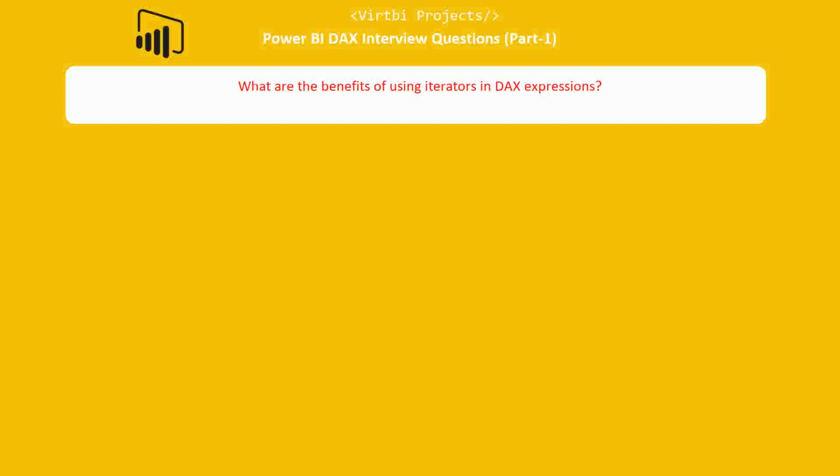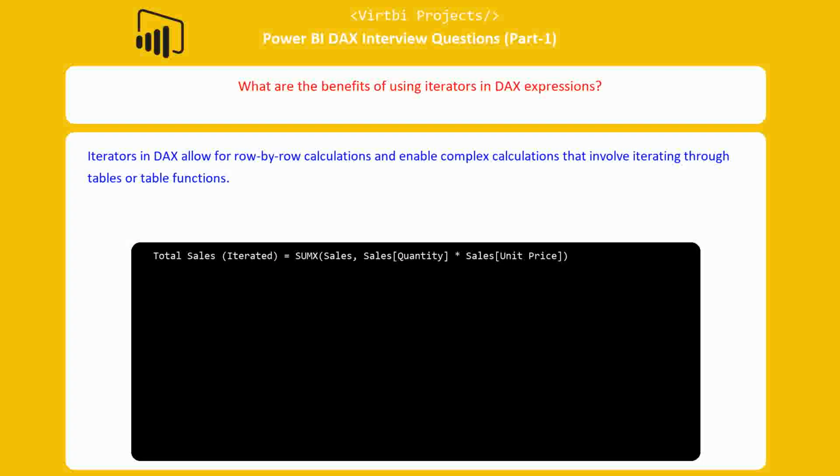What are the benefits of using iterators in DAX expressions? Iterators in DAX allow for row-by-row calculations and enable complex calculations that involve iterating through tables or table functions. This example calculates the total sales amount by iterating through each row in the sales table and multiplying the quantity by the unit price for each row. It provides flexibility for performing row-level calculations.